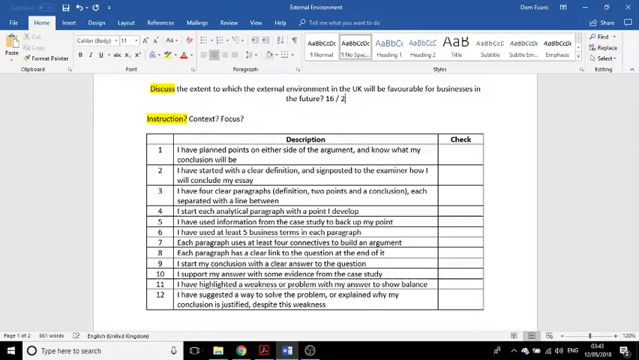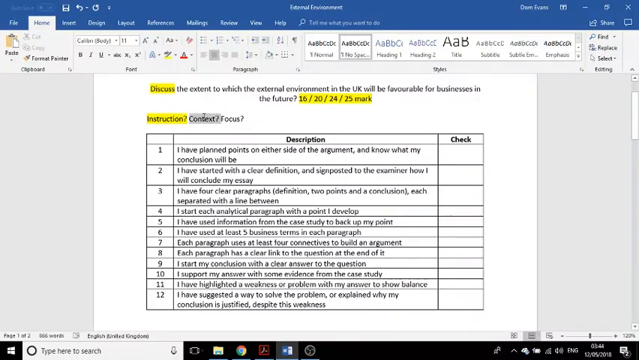The discuss questions, or the questions that require an evaluation, tend to be higher tariff questions, i.e. 16, 20, 24 or 25 mark questions in the A-level paper. So that's how we can decide what we're being asked to do. We look at the instruction: discuss, justify, evaluate, assess. All of those questions imply that we need to come to a conclusion.